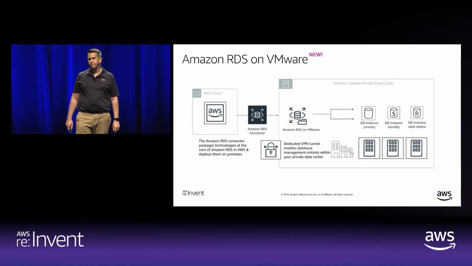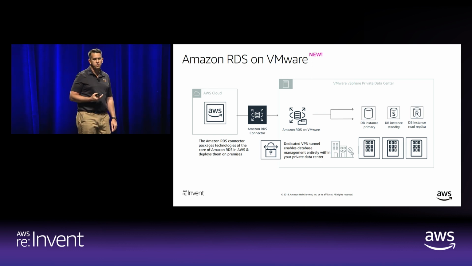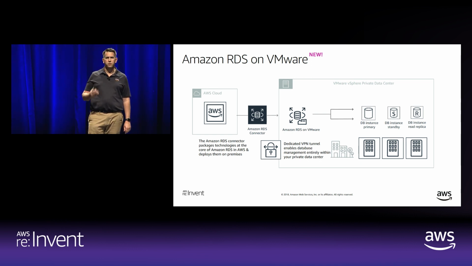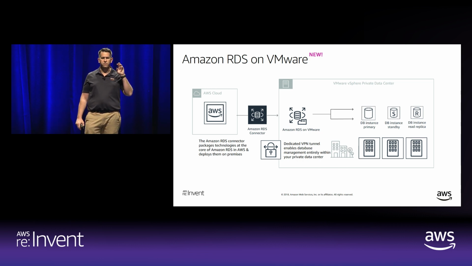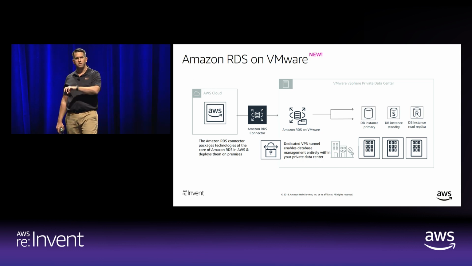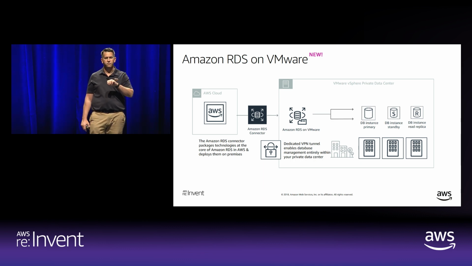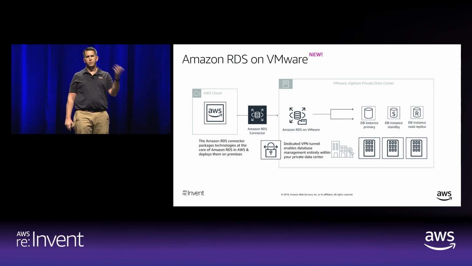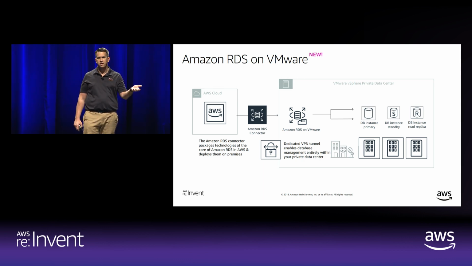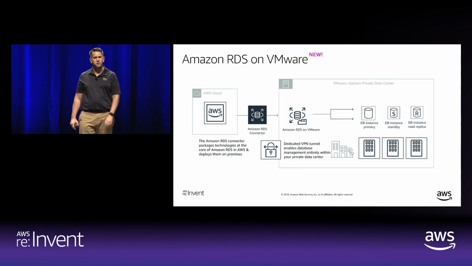So how does this work? The first thing you do is you get RDS from VMware set up, and you deploy something called the connector. And the connector is the bridge between your vSphere cluster and AWS. That's the thing that basically handles the traffic going back and forth. And there's a dedicated VPN tunnel, so all of the operations that I'm doing in the console, the APIs that I'm calling, all of that gets pushed down into my data center.